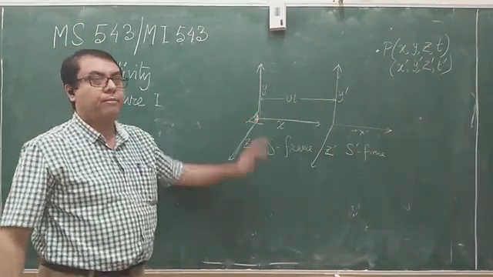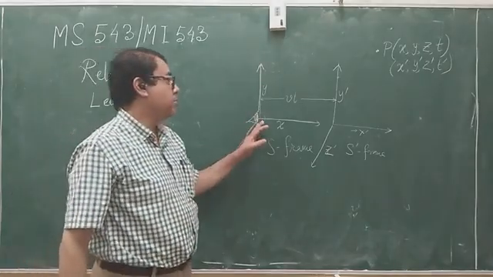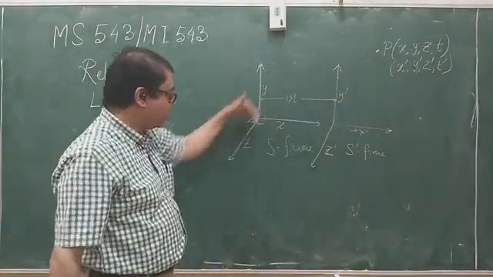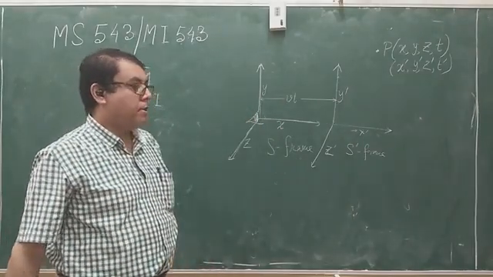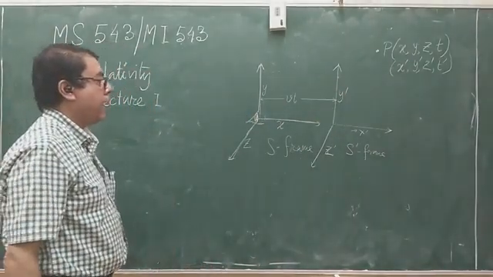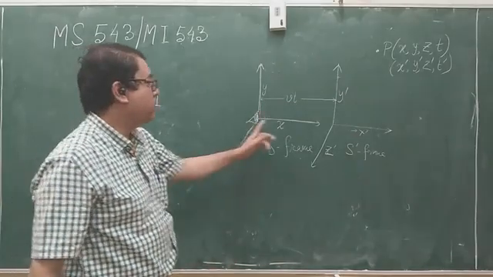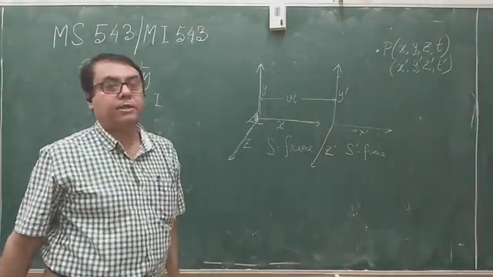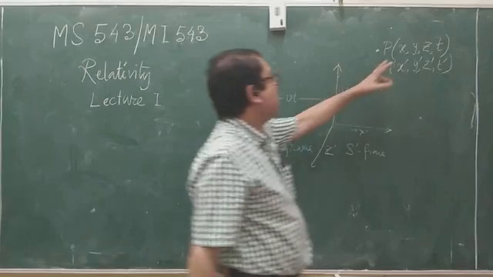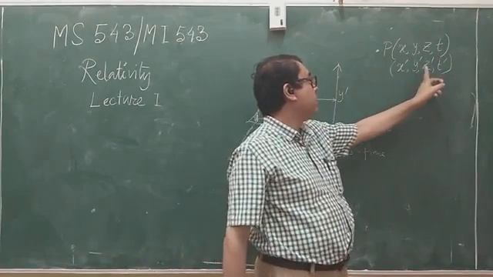Originally the frames S dash and S were coincident together, and at t equal to 0, this S dash frame starts moving along the same x direction. It could be y direction or z direction also, but for simplicity let us take it is moving along x direction, and after a time t it has already moved by a distance of vt, and these two observers at that instant t record a particular event. So this observer records x, y, z and t, and this observer records x dash, y dash, z dash and t dash.